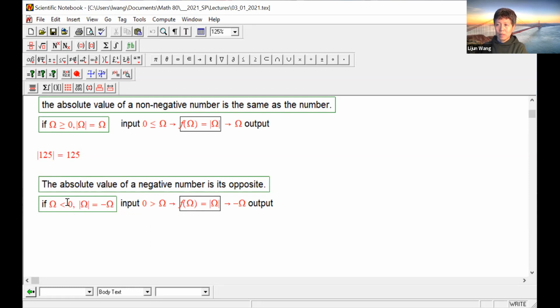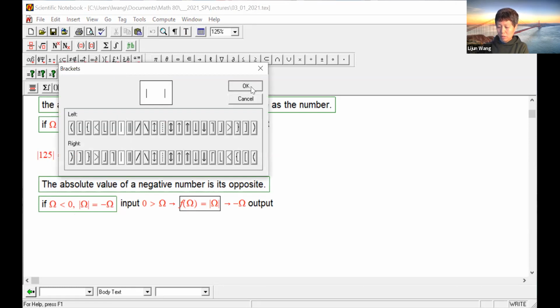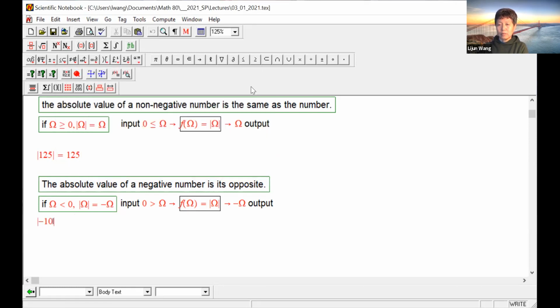Okay. Now, let's look at the absolute value of negative 10. Negative 10 is negative. The absolute value of a negative number is its opposite. We put a negative sign in front of negative 10. Voila, we get 10. You follow me?